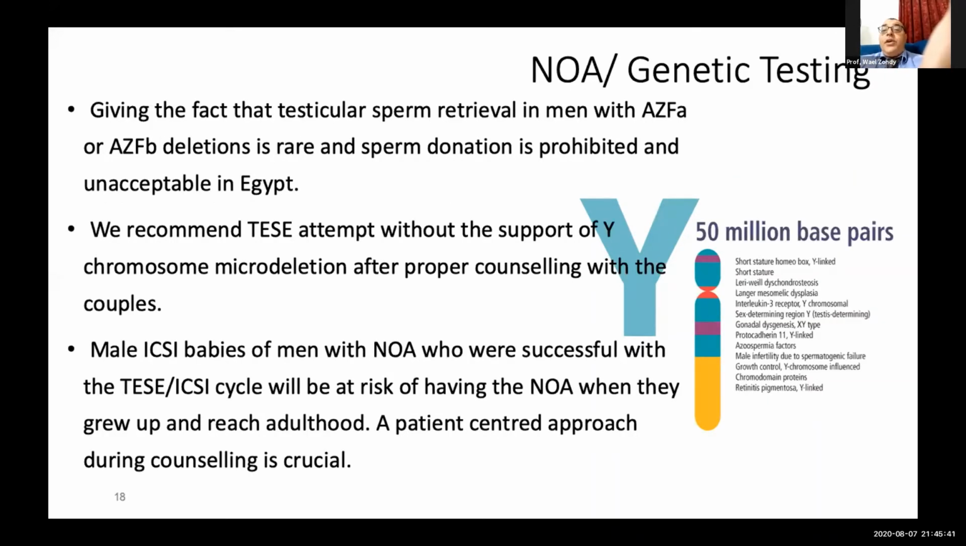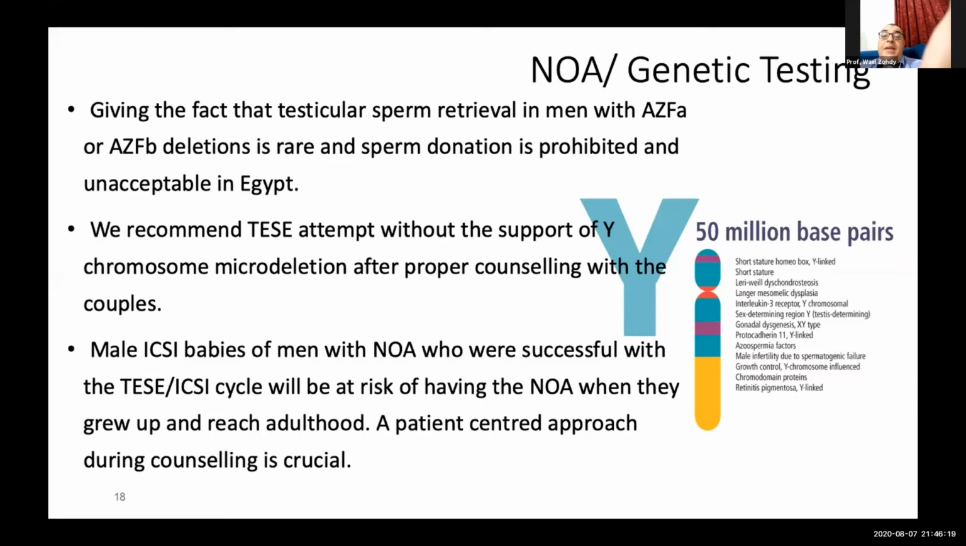Given the fact that testicular sperm retrieval in men with AZFa and b deletions is rare, and sperm donation is prohibited in our country, in Egypt, sperm donor and oocyte egg donation is absolutely prohibited. Actually, a third party is absolutely prohibited by law. So we recommend a TESE attempt without the support of donation. Not recommended, but this could happen because again, sperm donor is not an option. So we will go for TESE anyway. However, genetic counseling is always required.